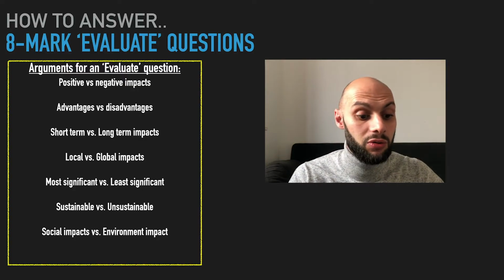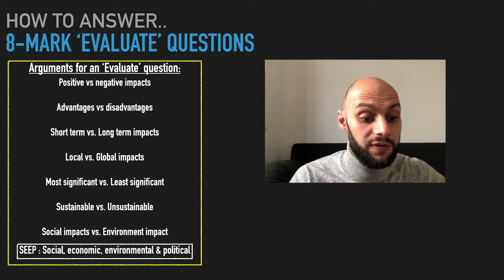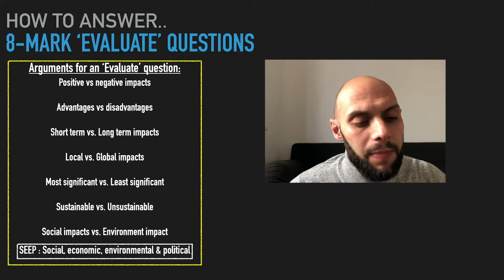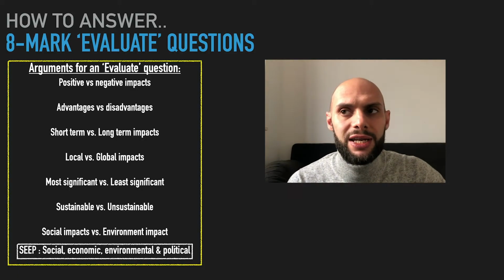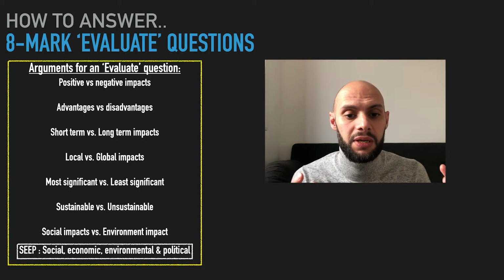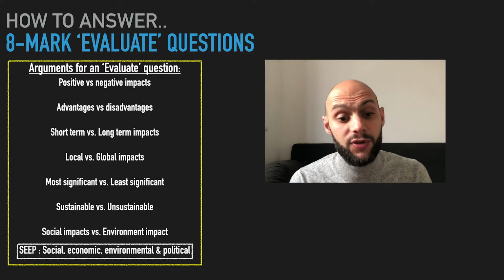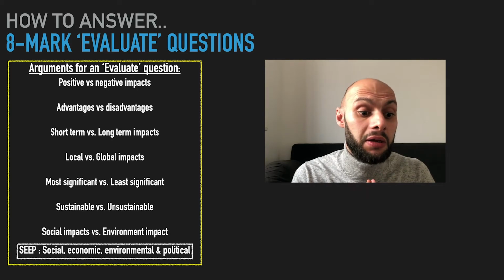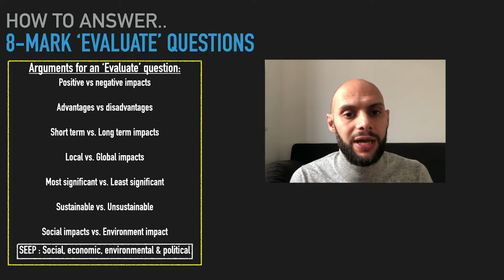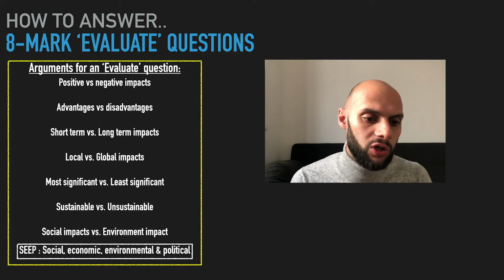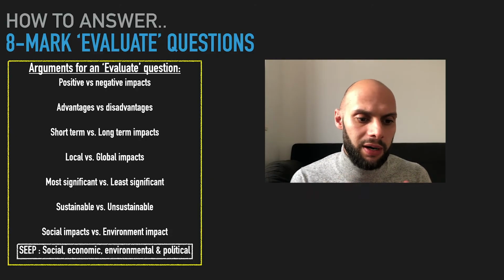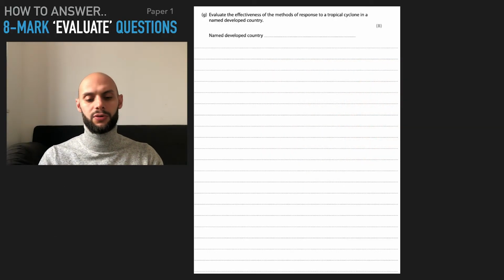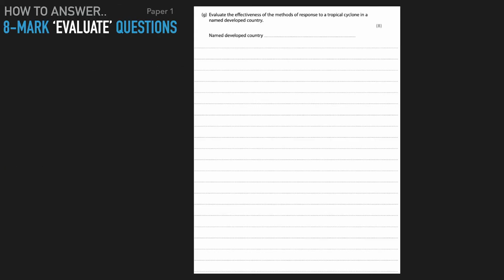Or along those lines, you could also have, let's see, don't forget your SEEP: social, economic, environmental and political. So you could compare either two of these. But overall, I would say that you are really looking at positives versus negatives. That's going to be the main thing. But if you can narrow it down to even more specific terms like sustainable versus unsustainable, that's going to add to your argument. But as I said, in general, you're looking at a chunk of a paragraph about the pros, a chunk of a paragraph about the negatives, and then you're going to provide your conclusion. Okay, so that's it for your 8 markers.